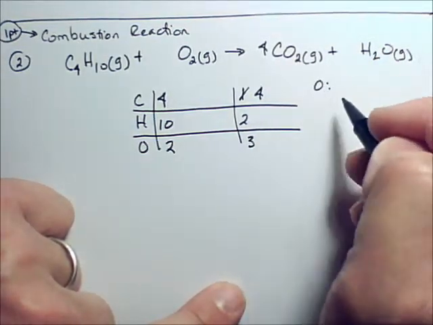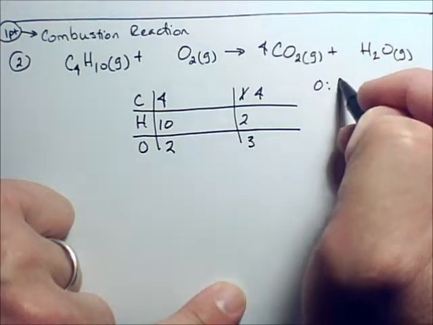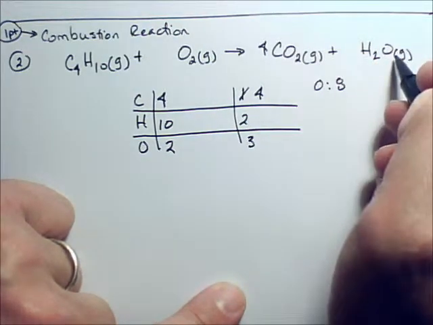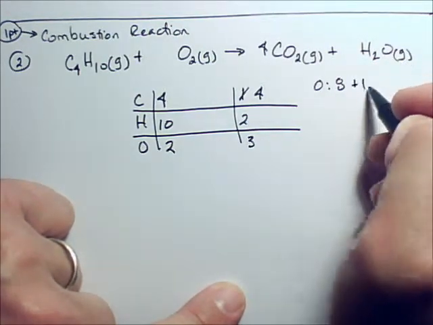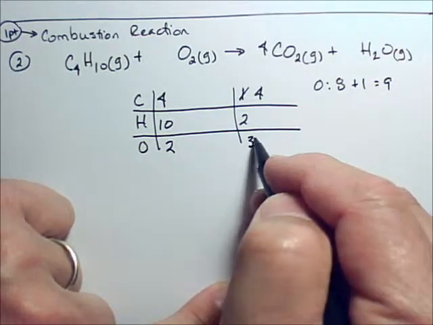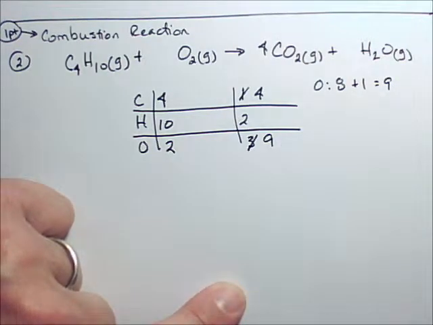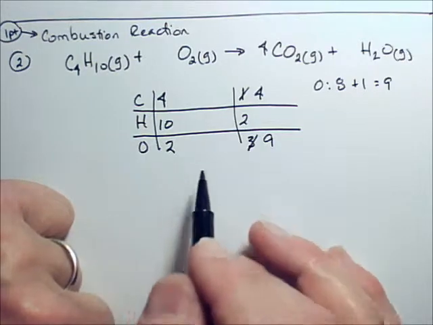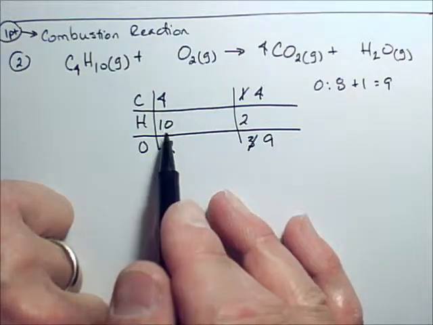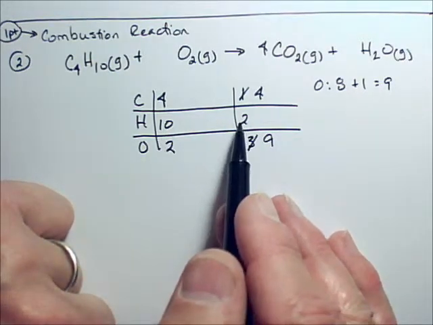So I'm going to go over and do a little math. 4 times 2 oxygens is 8, plus the 1 oxygen gives me 9 oxygens. So I'm going to change this to 9. So the carbons are balanced. Oxygen has to be saved for last. We're ready to balance the hydrogens.